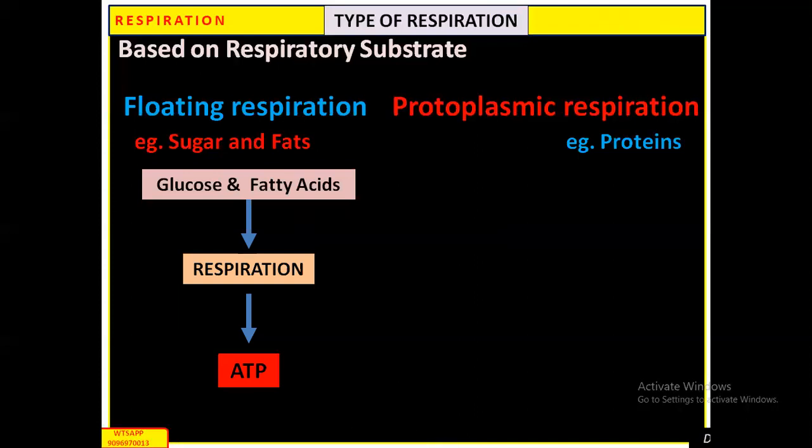Floating respiration is a quite common phenomenon that occurs throughout life. All the time, cells take care of ATP synthesis by utilizing sugar and fat. But protoplasmic respiration is somewhat unsatisfactory because proteins are utilized during this respiration. Proteins are the building blocks of living organisms. Building blocks in the sense that the different structural components of the cell are formed by protein. If such structural protein is utilized for respiration, the different functions of the cell get affected.